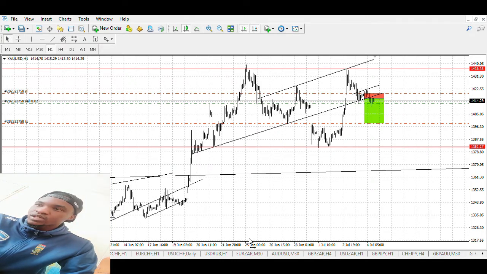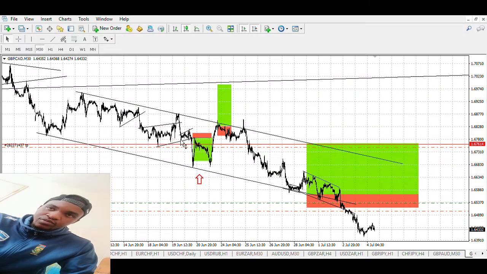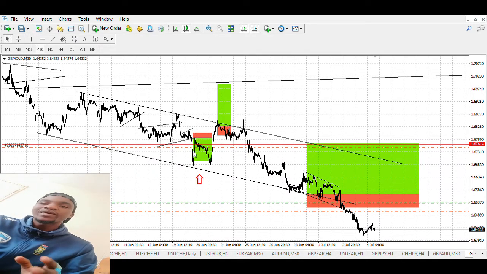I'm gonna give you another example. I think it was on GBP CAD. So GBP CAD, you see here, price was moving to the downside from this area to here, consolidated. Look what happened. Sharp fall to the downside.